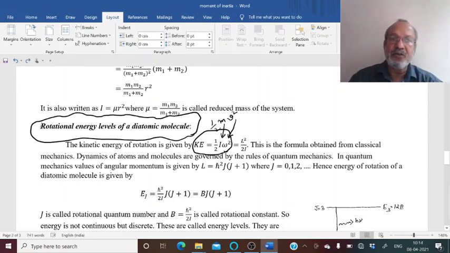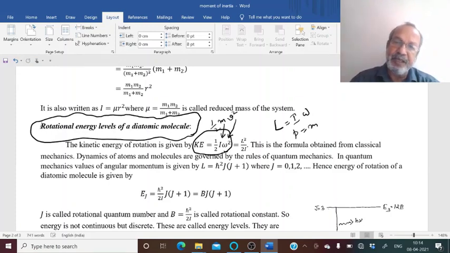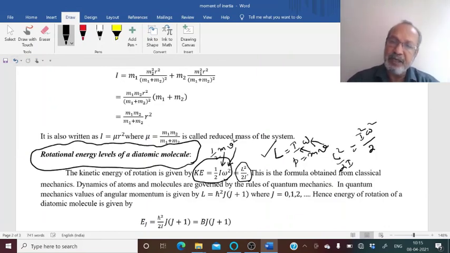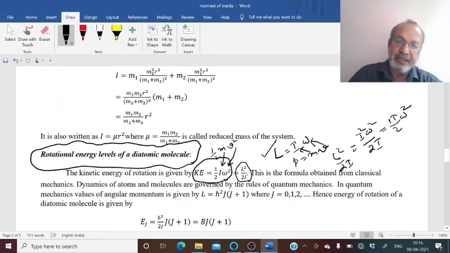You might have also learned that angular momentum L of a rotating body is also given by I omega. It is just like a linear momentum P is equal to m into v. So m will be replaced by I and velocity will be replaced by omega to get an angular momentum of rotation. So this L square by 2I will be equal to I square omega square by 2I, which is equal to half I omega square, which is the rotational kinetic energy.